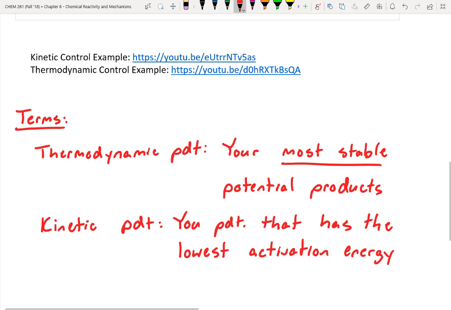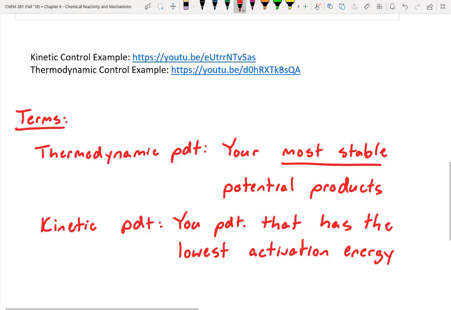The tricky thing, though, is sometimes your kinetic product is also your thermodynamic product. It really depends on the situation for that reaction, and we'll see examples of this next term in particular when we cover conjugate addition chemistry. But I did want to introduce both of these because they get thrown around a lot in chemistry.